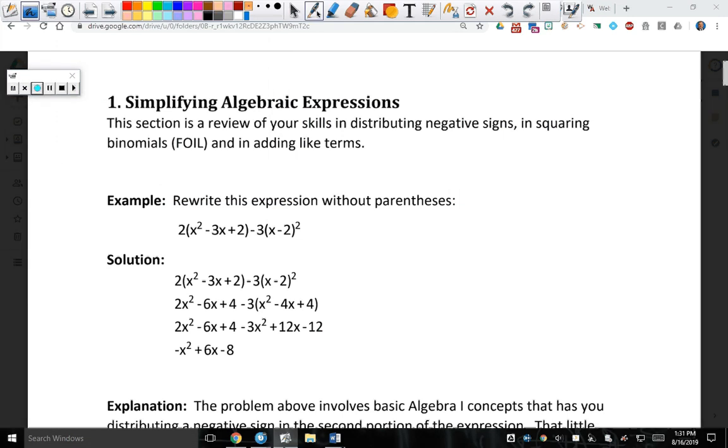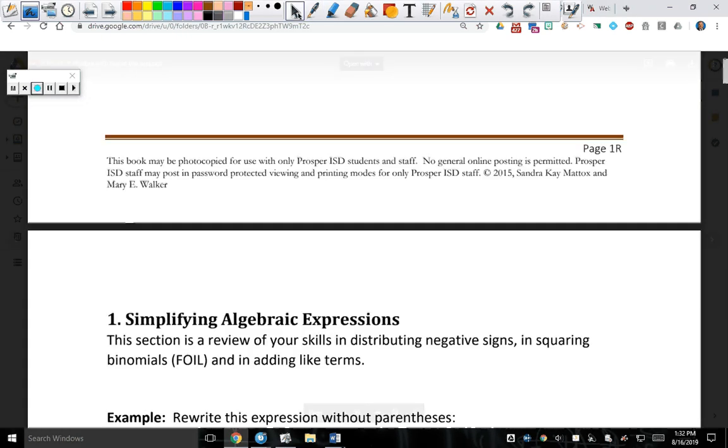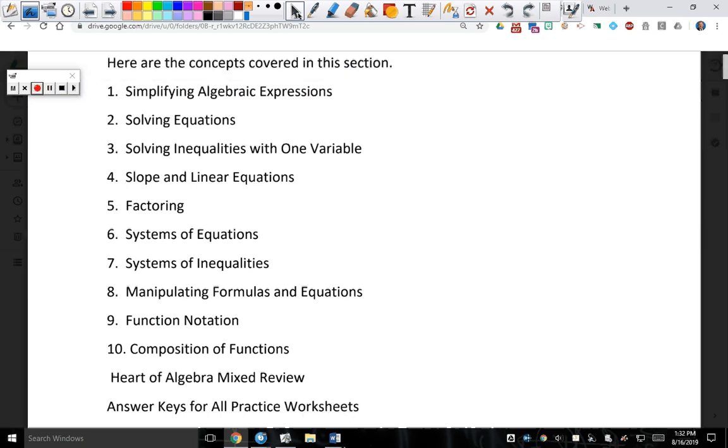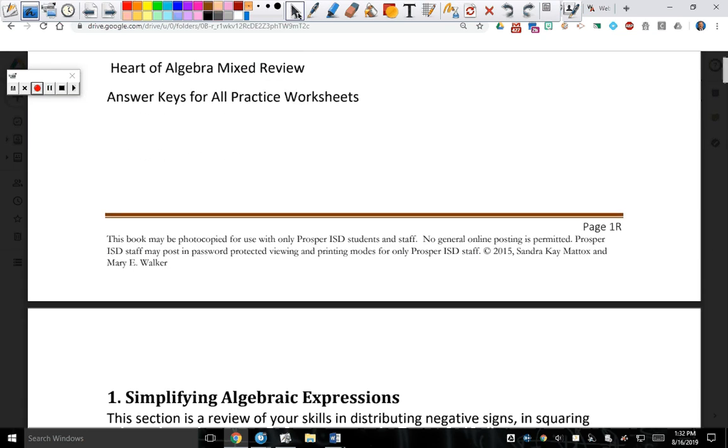Alright, so day one of actual content, we're going to cover three things like I said. The three things that we're going to be covering are the top three here on this list: simplifying algebraic expressions, solving equations, and solving inequalities with one variable.